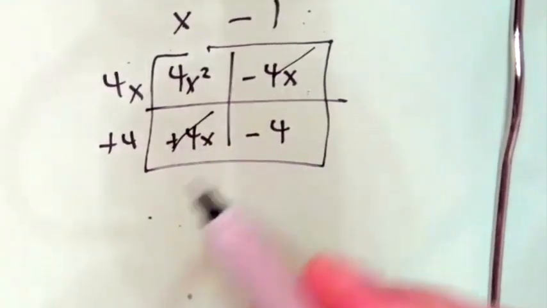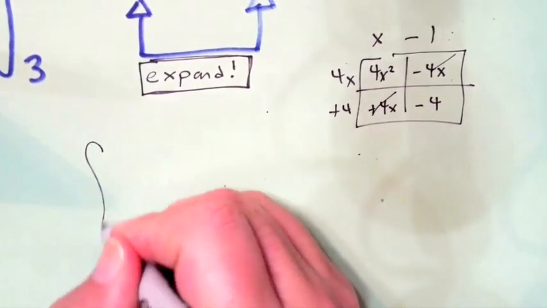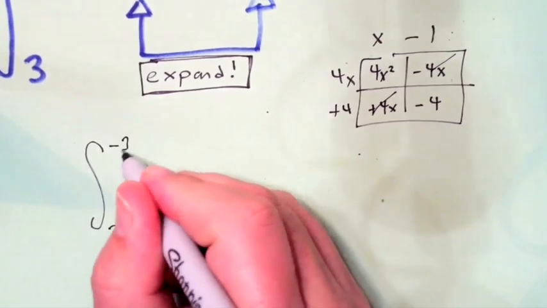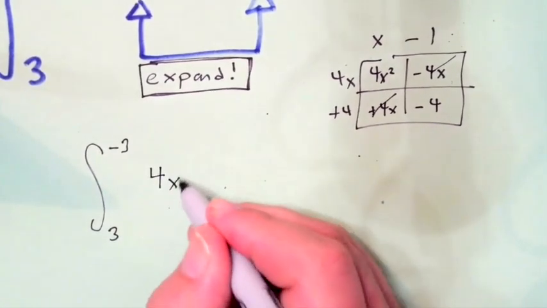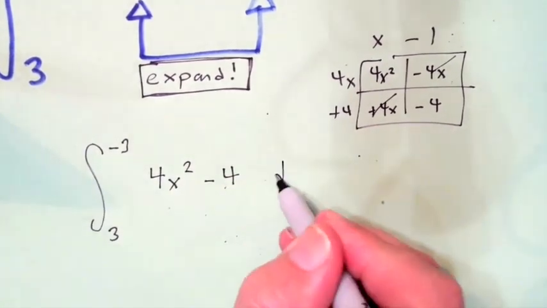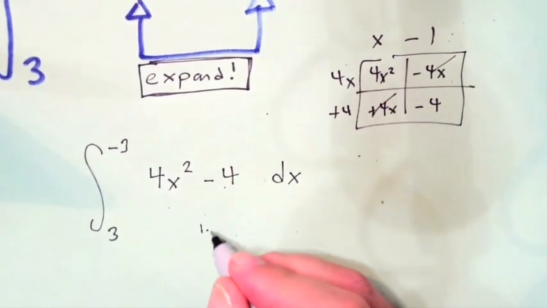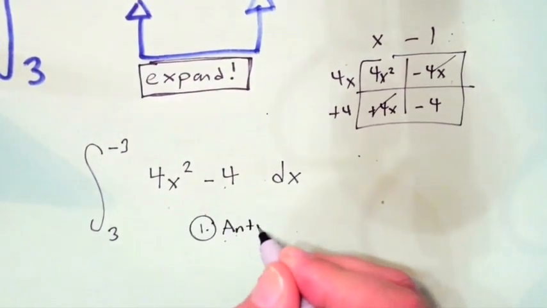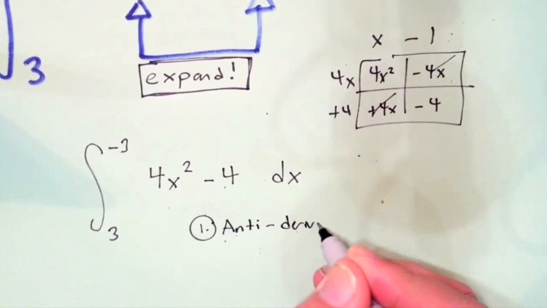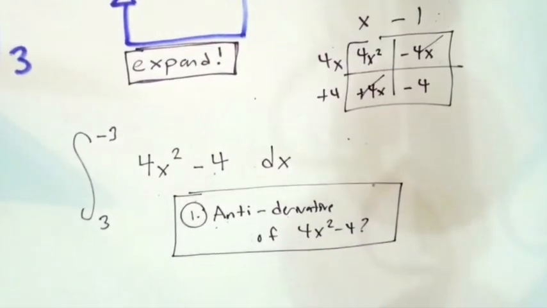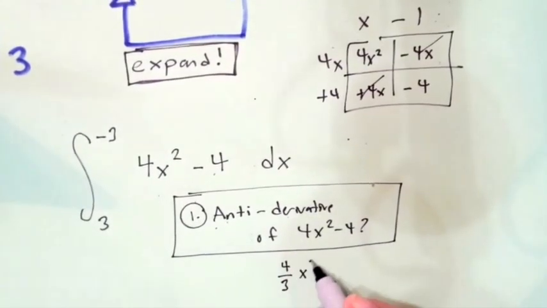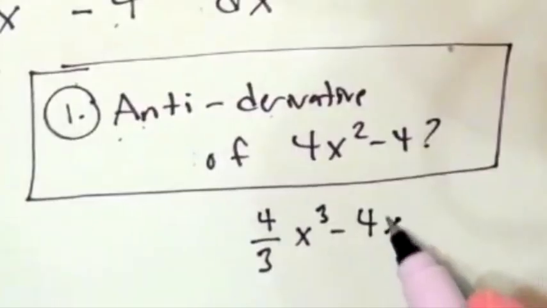And so we end up with, these cancel, and we end up with the definite integral from 3 to negative 3 of 4x squared minus 4 dx. So we can proceed with our process. The first step is we need to find an antiderivative of 4x squared minus 4. Turns out that we get 4/3 x cubed minus 4x.